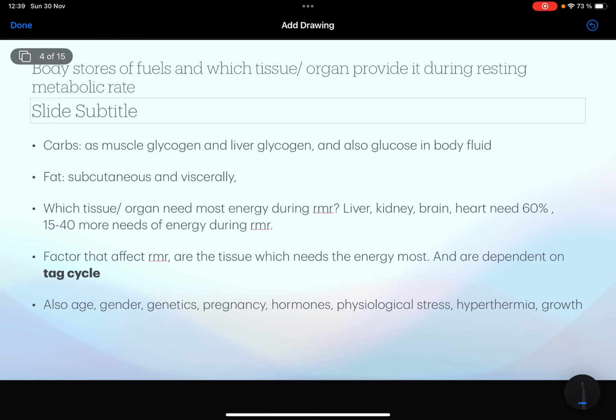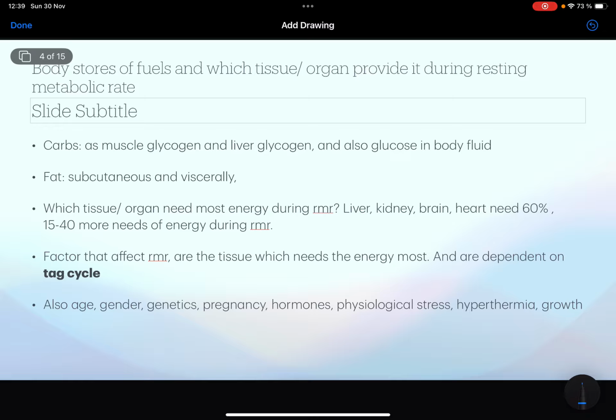Okay, now body stores of fuels and which tissue or organ provides energy during resting metabolic rate. This is just to explain which tissue stores which type of source. You have carbohydrate, which is stored as muscle glycogen and liver glycogen, and also as free glucose in the body fluid. And fat, we find it in subcutaneous and visceral tissue and also intramuscularly.